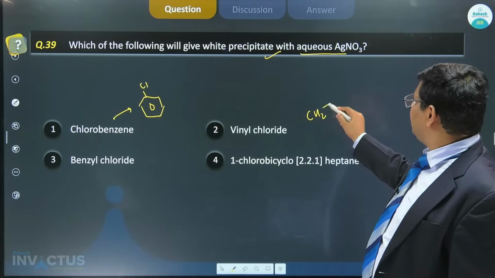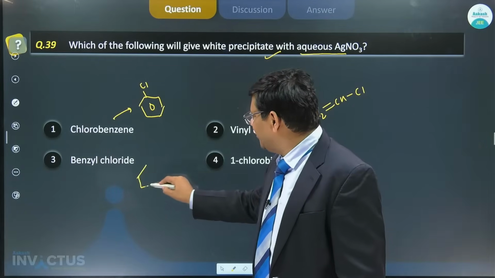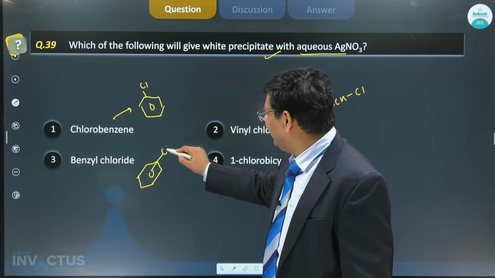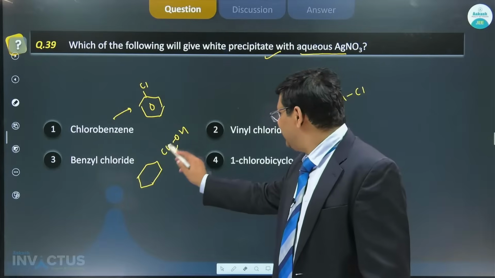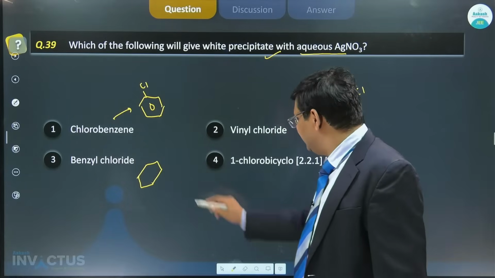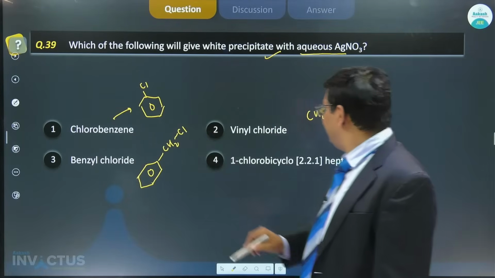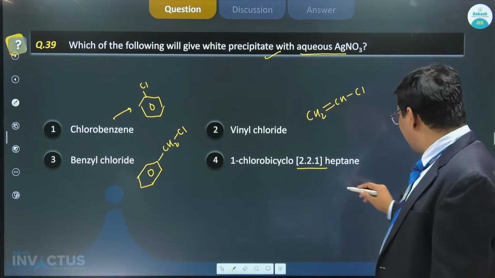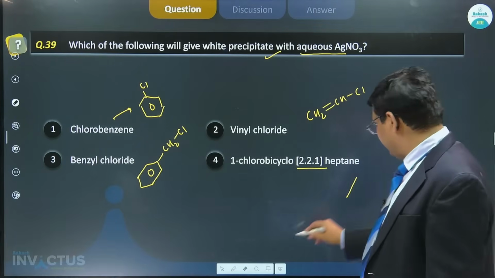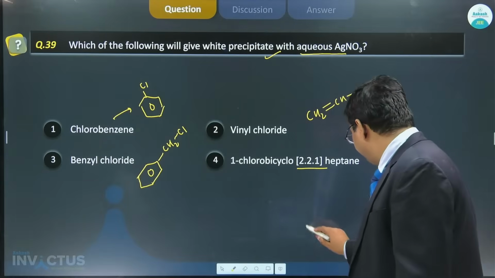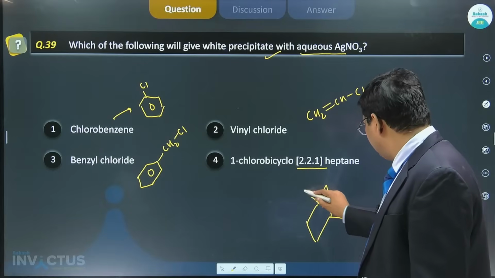Vinyl chloride, there is again conjugation, no chance of carbocation formation. Benzyl chloride, you will get a good benzyl carbocation. Yes, there is a chance in that reaction. So you will get this CH2Cl there and this is a bicyclo compound. Bicyclo compound means I can draw the structure over here. This is a simple one, right?